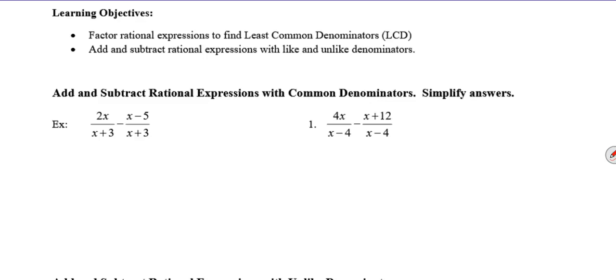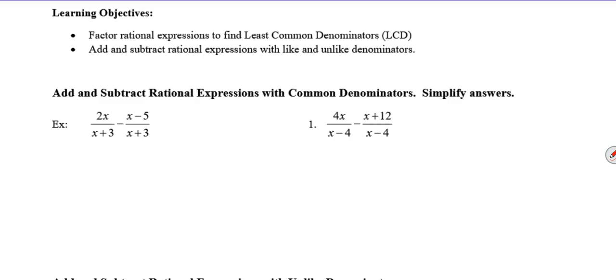Okay, so welcome to Unit 6, Lesson 2 on adding and subtracting rational expressions. Our learning objectives today are to factor rational expressions to find our least common denominator, and to add and subtract rational expressions with like and unlike denominators.